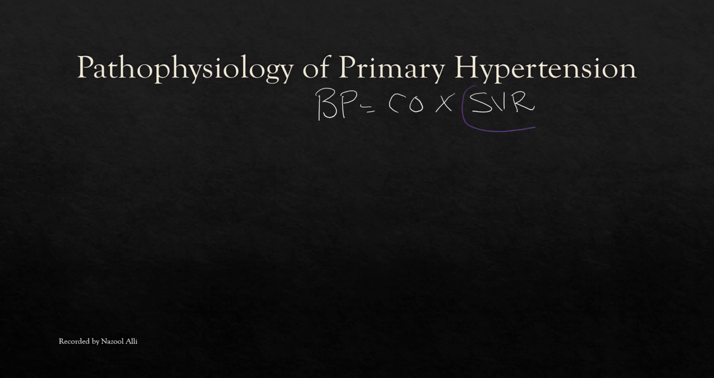So really the true reason is there is a sustained increase, and what is that caused by, or what has to happen in order for the SVR to go up? We know that it is a change in the diameter of the blood vessel. So as blood vessels get smaller, there is more resistance. So walking through the patho, we know that it's idiopathic, but what we do see with essential hypertension is widespread arterial vasoconstriction.